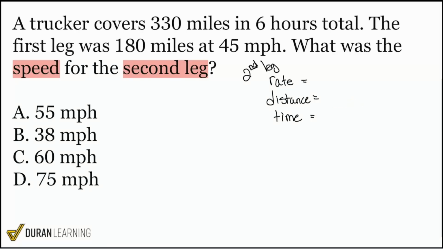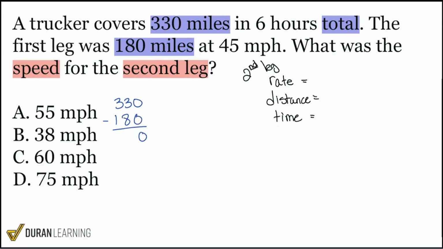Everybody, you tell me, what operation are we going to perform if we have the total distance and then we have the first leg's distance? What are we going to do? Yeah, we'll subtract to get that distance. So let me go ahead and perform that right over here. 330 minus 180, 0 minus 0. I'll go ahead and borrow to make life easy. 13 minus 8, that'll be 5. 2 minus 1 is 1. So that distance is 150 miles.